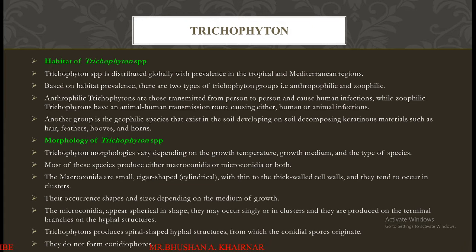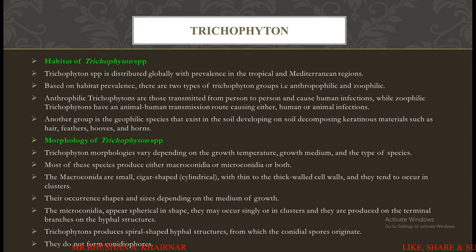Another group is the geophilic species that exist in the soil, developing on soil decomposing keratinous material such as hair, feathers, hooves, or horns. If you see the morphology of trichophyton, it varies depending on the growth temperature, growth medium, and the type of species. Most of the species produce either macroconidia or microconidia or both.